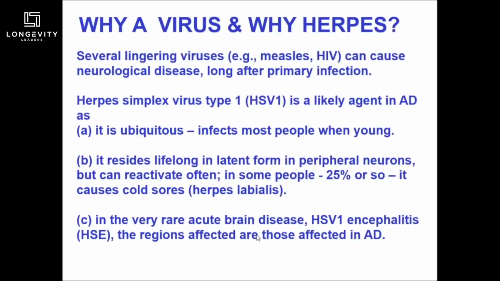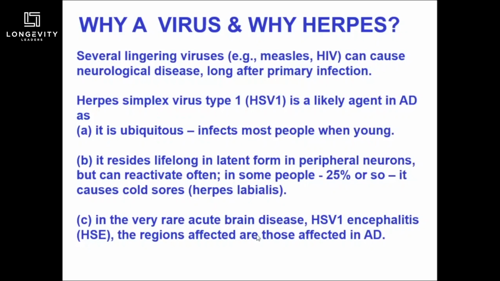Now, why is a virus involved? What are the arguments for that, and what are the arguments for herpes virus being involved? Well, several lingering viruses, for example measles and HIV, can cause neurological disease long after primary infection. Herpes simplex type 1, HSV1 in short, is a likely agent in Alzheimer's disease, as firstly it's ubiquitous. It affects most people when young, and certainly some 80% or more by the time they're 60.